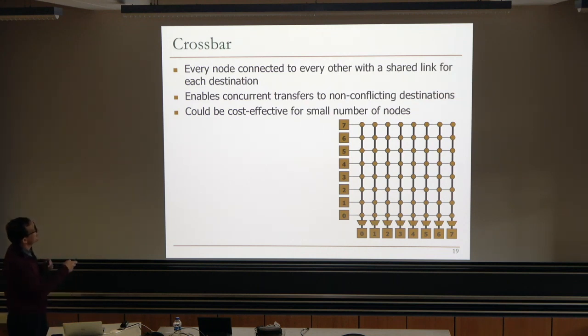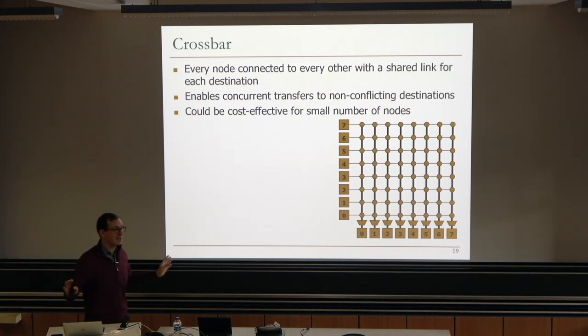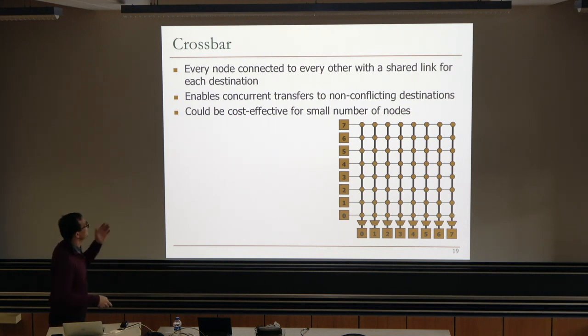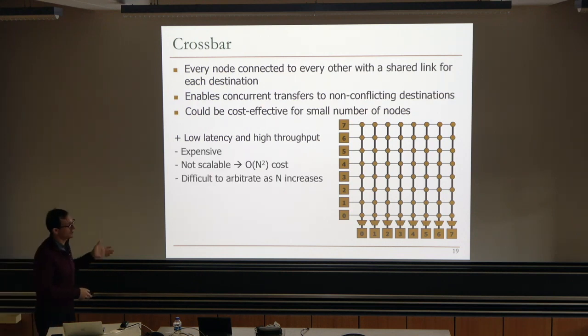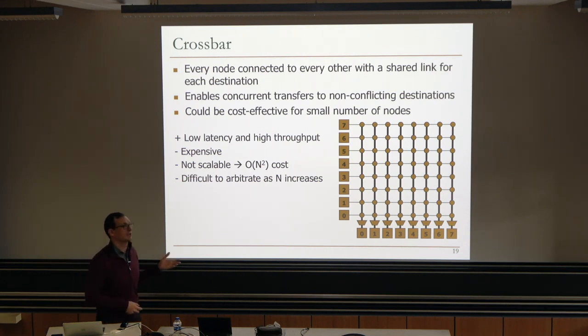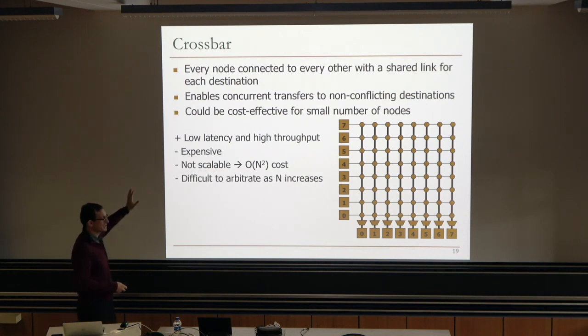Okay, so clearly there's more contention than point-to-point. And as I said, it enables concurrent transfers to non-conflicting destinations. So if you have 2 different destinations, no problem. You can have completely concurrent access. It could be cost effective for a small number of nodes, because it leads to low latency and high throughput. But of course, it's still expensive, right? If you look at the cost, it's still O(N squared) over here. It's a different constant over here, but it's still O(N squared). So it's not as bad as the point-to-point.